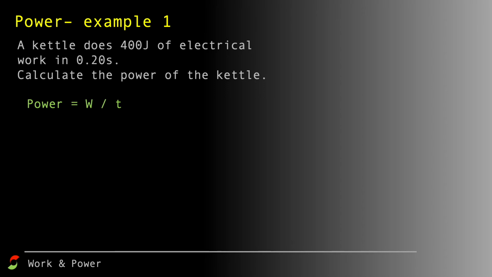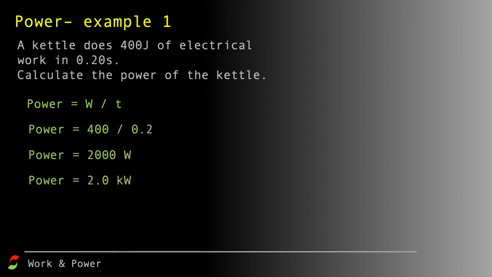We need to substitute in at some point, but we're just going to check whether we need to rearrange it first, and we don't, because we're calculating the power and the subject is the power. So we can just go straight in and substitute in our values of 400 and 0.2, and we get an answer of 2000 watts. And we can also say that that's equal to 2 kilowatts.